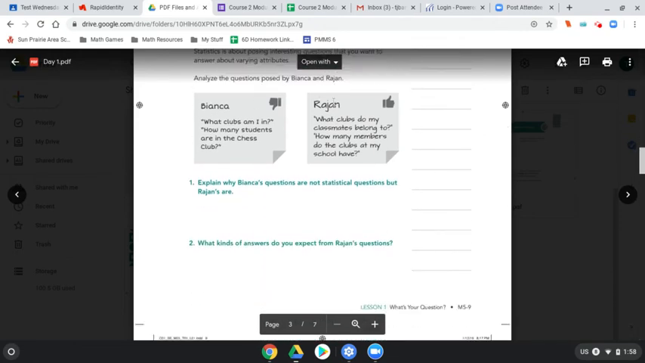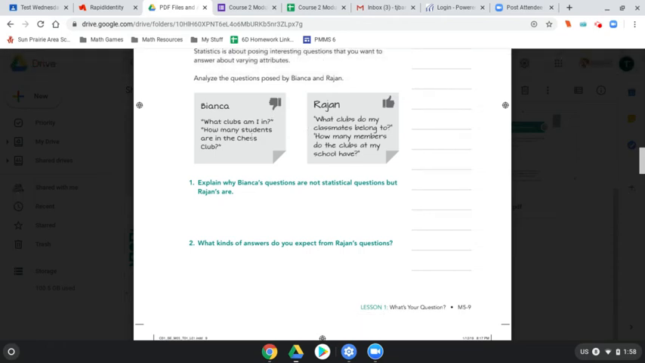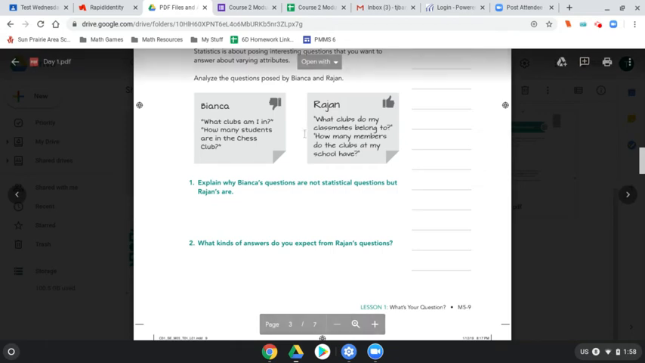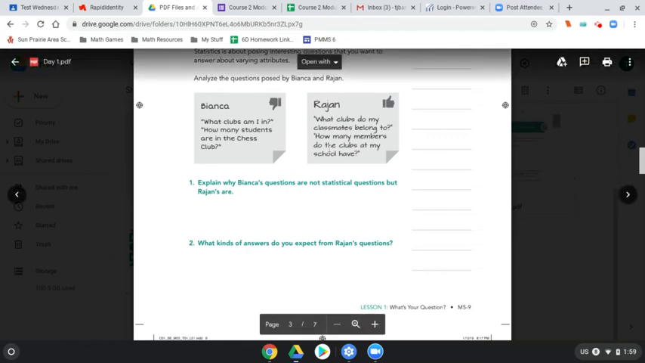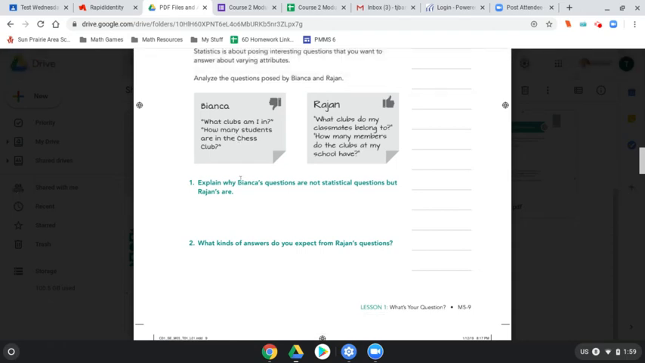Let's take a look at two questions from Bianca and Rehan. Bianca's questions: What clubs am I in? How many students are in the chess club? Versus Rehan's questions: What clubs do my classmates belong to? How many members do clubs have at my school? There's two examples of questions. Which one is statistical? Which one isn't? I'll pause for a second while you reflect on it.